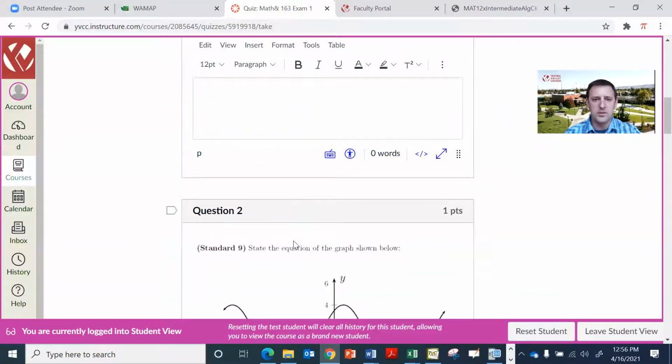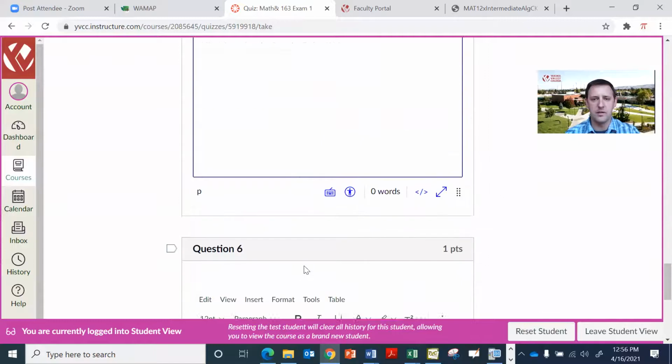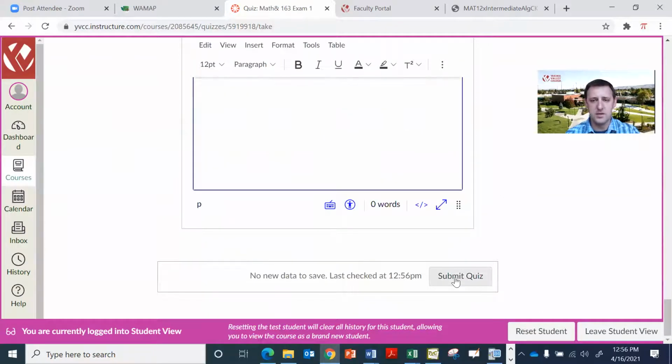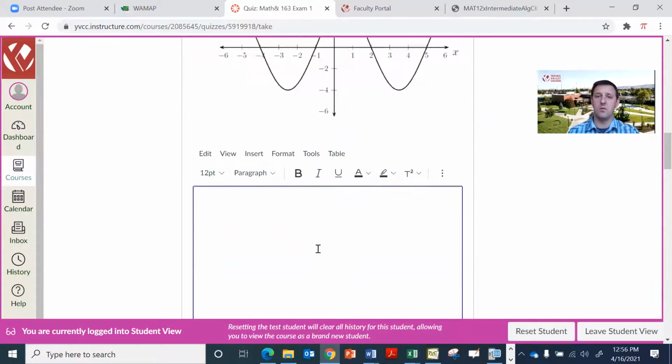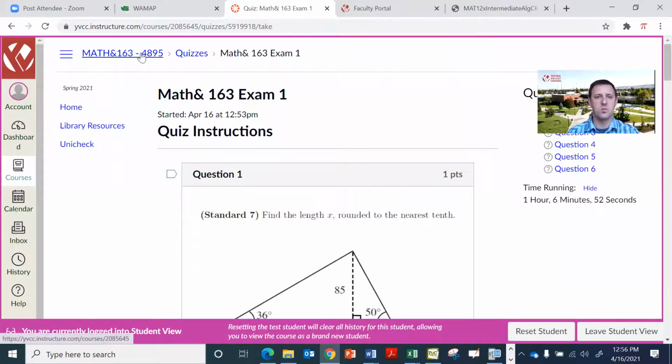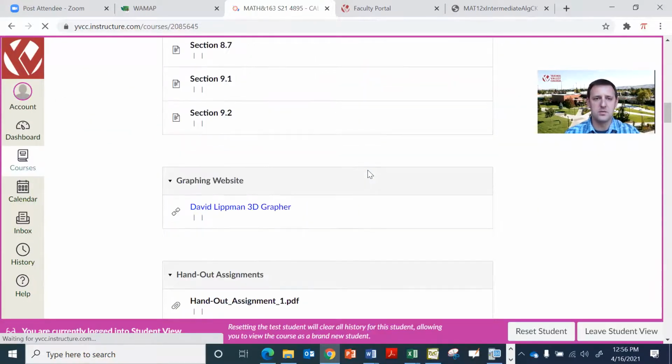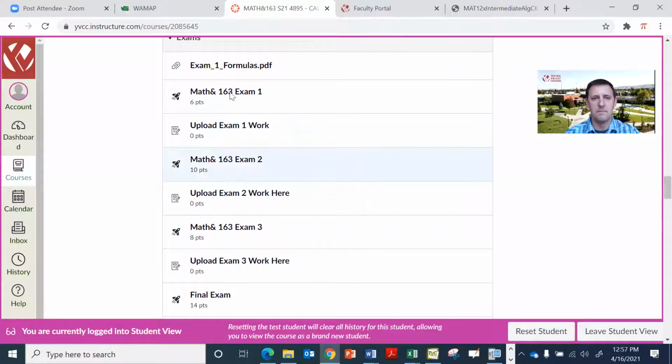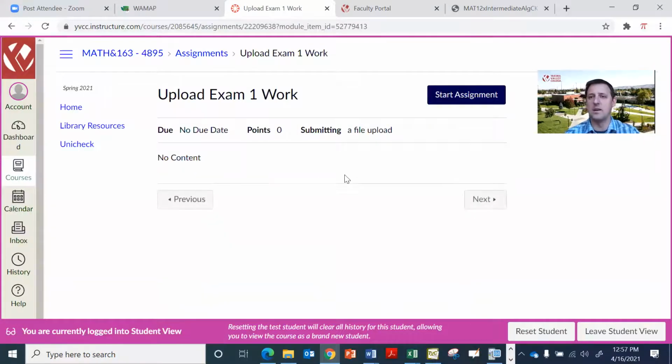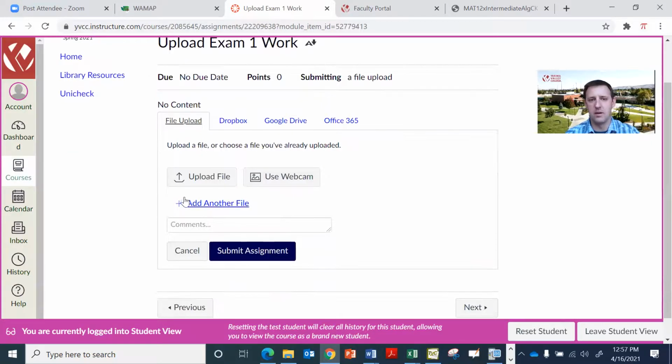And when you finish all these, at the very bottom, just hit submit quiz. Then the quiz is over, but you have one more thing to do, and you need to do it right away, which is take pictures of all your work and attach them. The place you attach them is just right underneath the exam, right here where it says upload exam 1 work. That works in an identical way to your handout assignments.